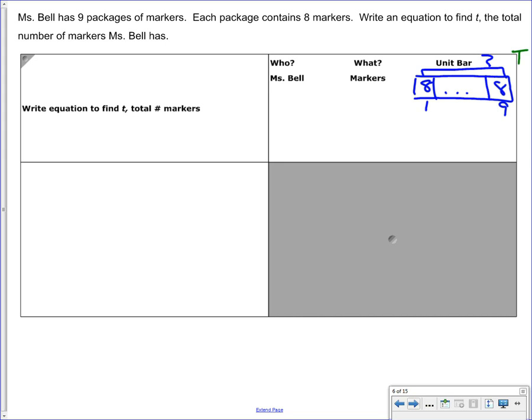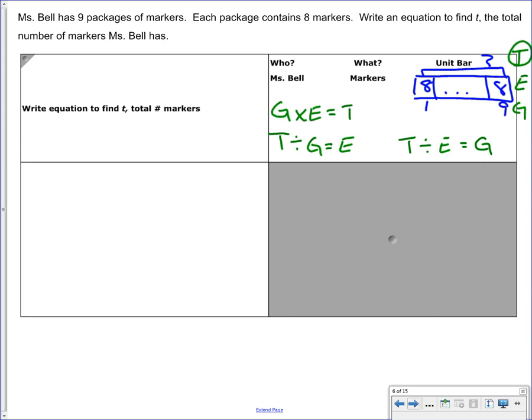Well, if you remember from my other videos, I have this. I know my G, I know my E, I'm looking for my T. I know my groups, I know my each, I'm looking for my total. And groups times each equals total. Total divided by groups equals each. Total divided by each equals groups. So which one of these are we going to do?